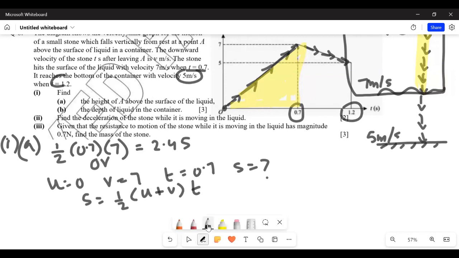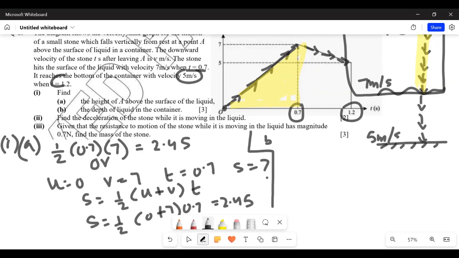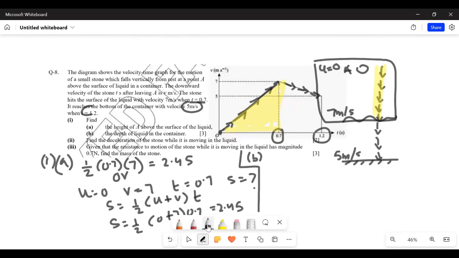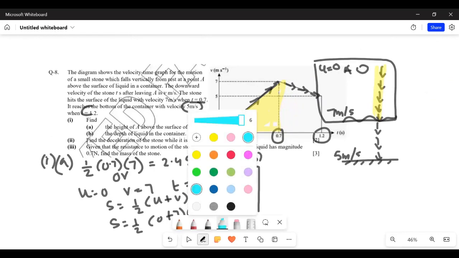So let me substitute the values. Half times 0 plus 7 times 0.7 gives 2.45. Okay, part 1A is done. What's part B? The depth of the liquid in the container. So that is this distance.